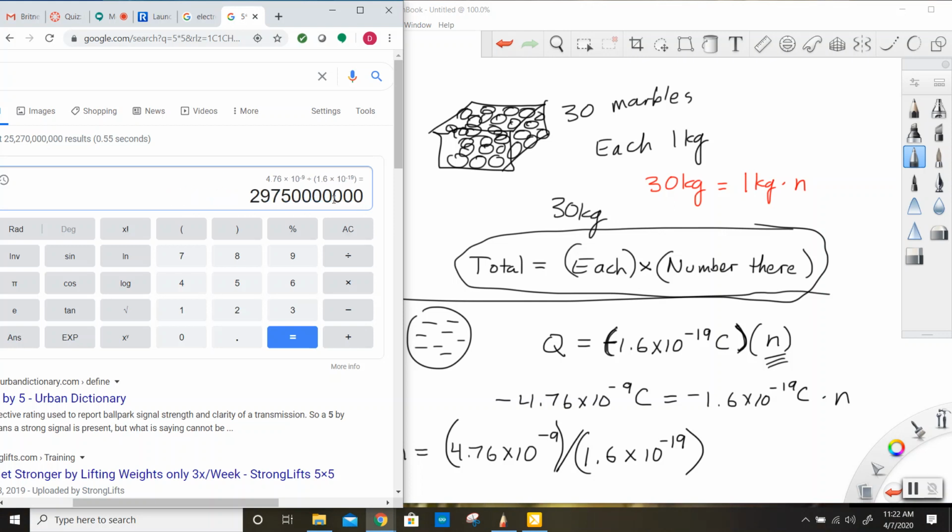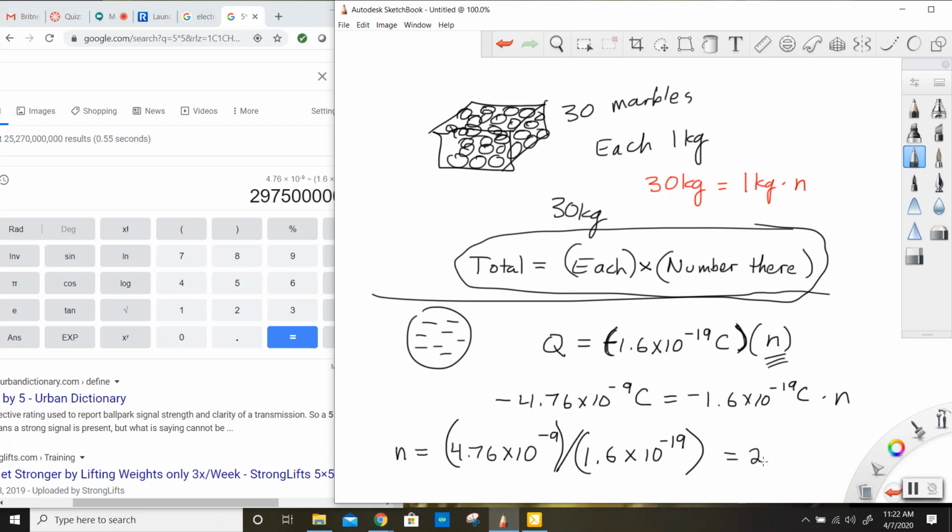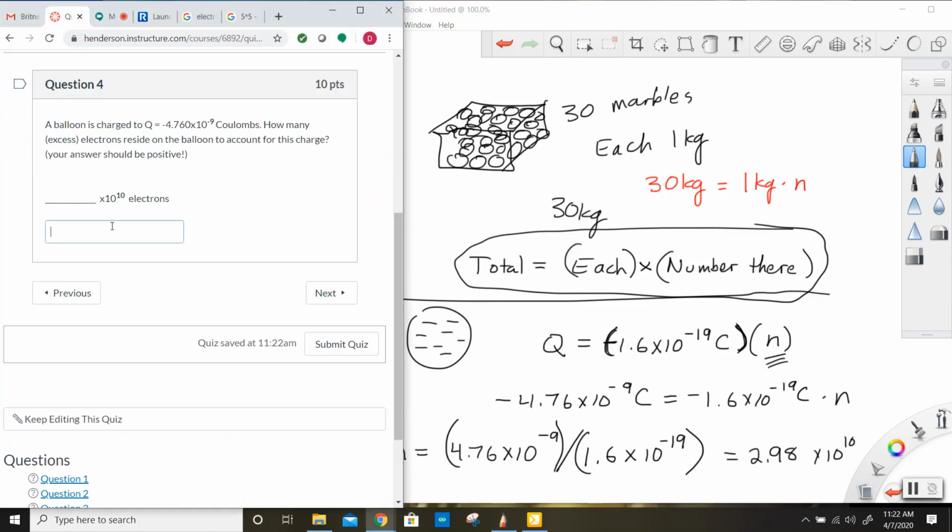And that gives us something that's a little bit difficult to count out. Let's see, 3, 6, 9, 10 decimal places. So that would give me 2.98 times 10 to the 10. So in my quiz, I would go over here and write 2.98, and then I leave the times 10 to the 10, and that's my answer.